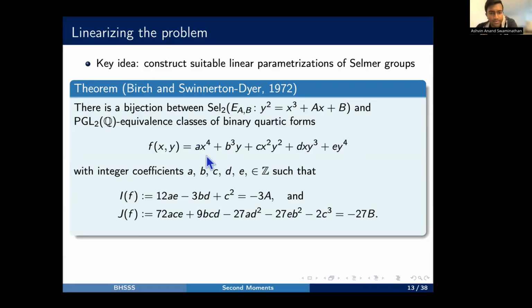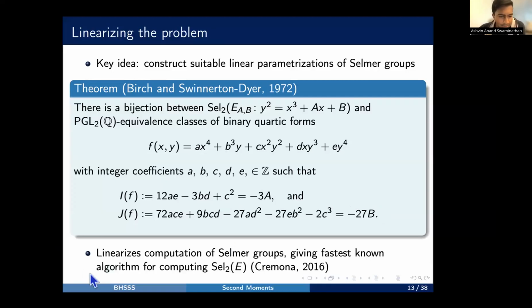Here the binary quartic form has coefficients a, b, c, d, and e. They're integers such that if you compute the two SL2 invariants of this binary quartic form, I(f) and J(f), I(f) has degree 2 and J(f) has degree 3, then I(f) is supposed to be minus 3a, and J(f) is supposed to be minus 27b. This gives you an orbit parameterization for 2-Selmer groups of elliptic curves. That's a result of Birch and Swinnerton-Dyer.